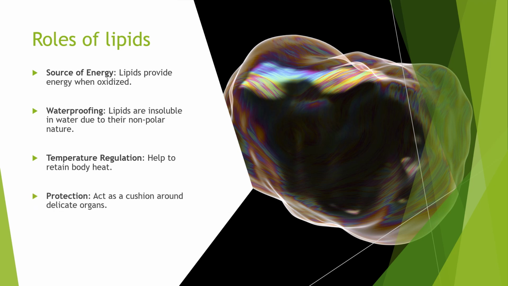Next, lipids also serve as a protective cushion around our delicate organs. Tissue or body fat surrounds and shields organs such as the kidneys and heart, which protects from physical shocks and injuries.